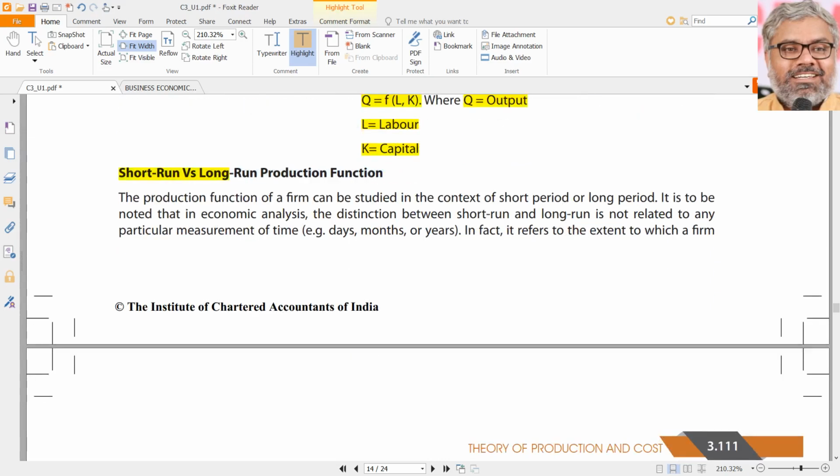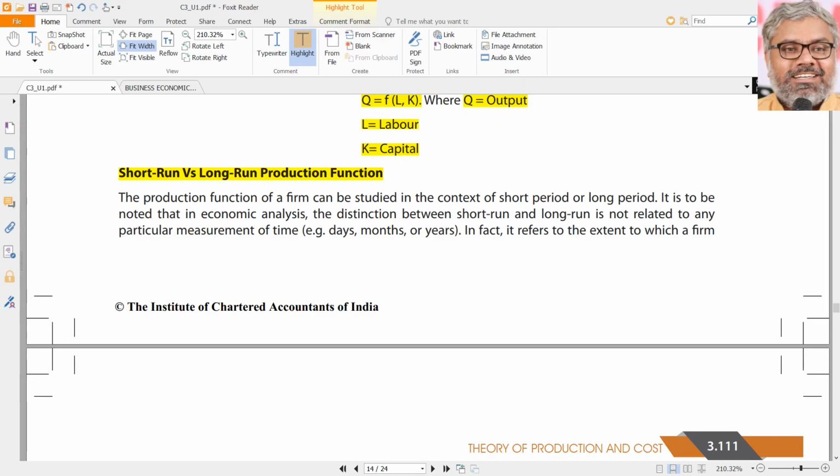Now let us look at how the production function will be there in the long run and short run. This is a very important aspect to understand conceptually, otherwise once again these names can be misleading. We generally go by these names: long run, short run. What is long run? Months, years, or what? Short run means what? So we cannot define short run and long run on the basis of a certain period of time. That is not correct.